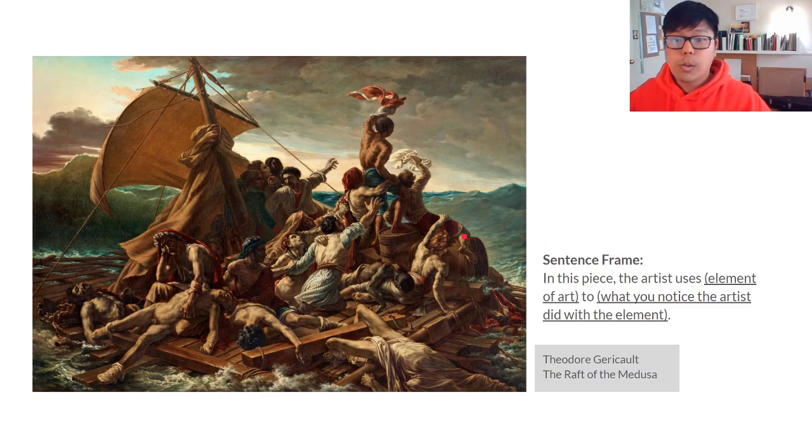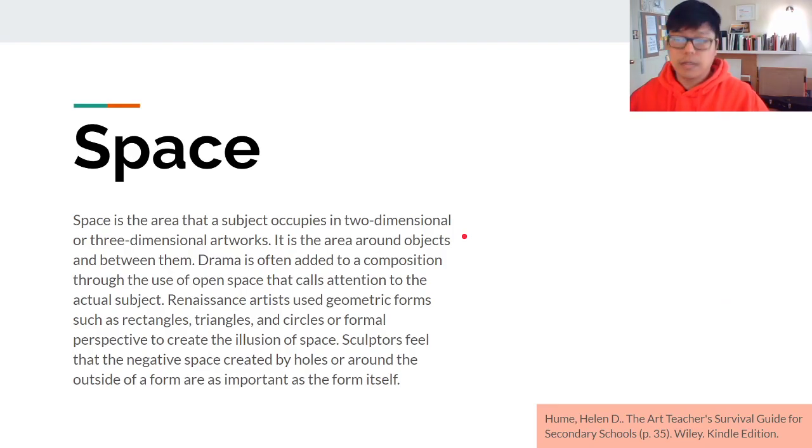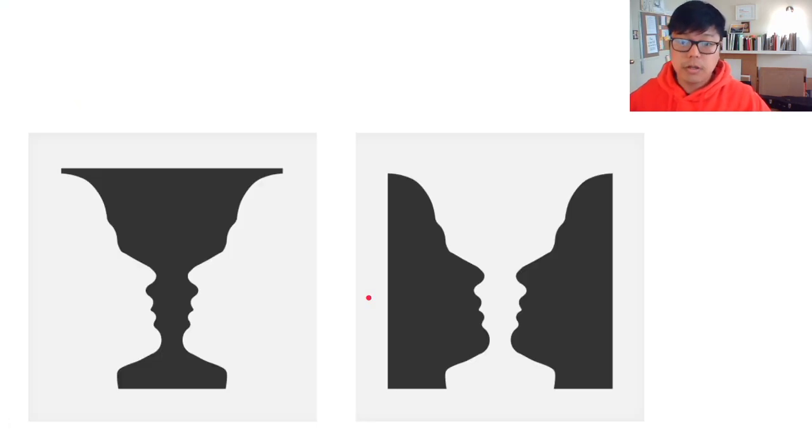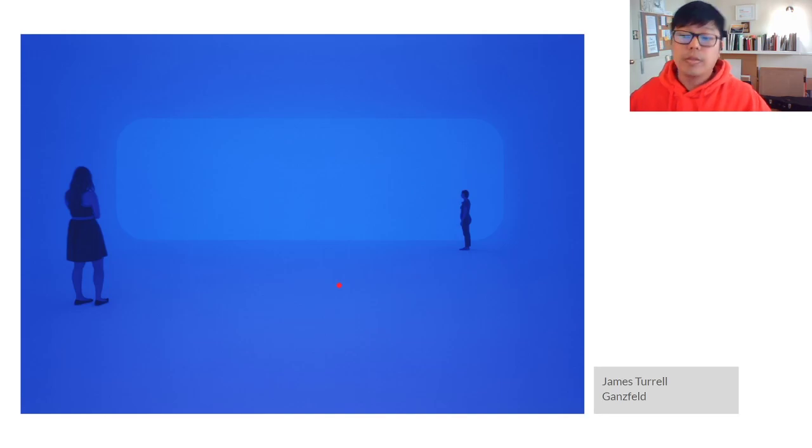Okay. Next would come space. It follows much the same structure. I would start with this excerpt from Helen Hume, give some examples of space. In this case, this is negative space versus positive space, something very important. There can be literal space. This is James Turrell's installation work. So this is space you can actually occupy. This is art you can occupy.